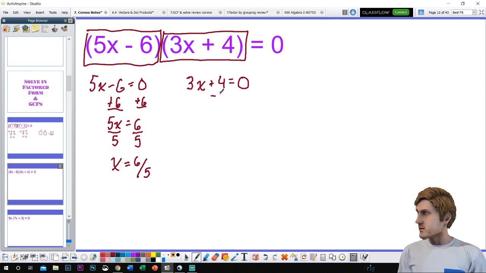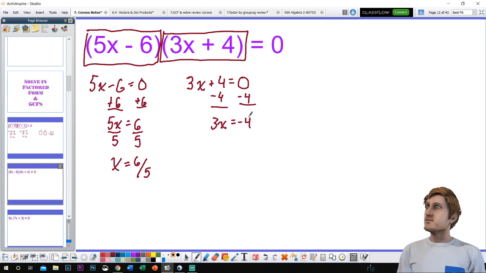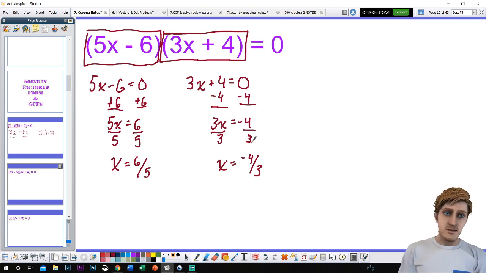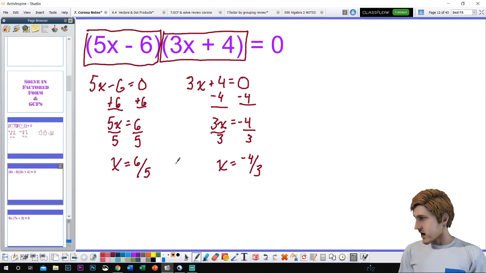Alright, then over here I'm going to subtract 4 from both sides. I have 3x equals negative 4. Don't forget the negative sign. Then divide by 3. This gives me x equals negative 4 over 3. Again, some people like to do decimal form. If you do, that's negative 1.3 repeating. And those are our two answers.